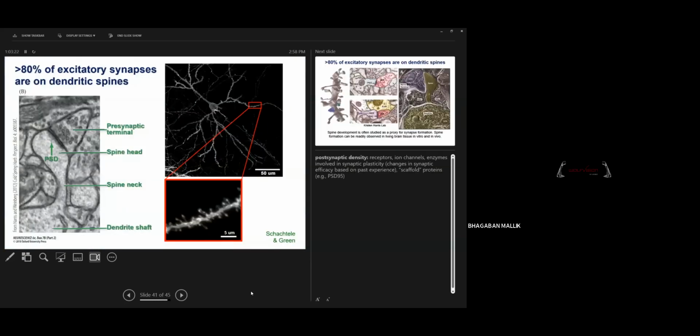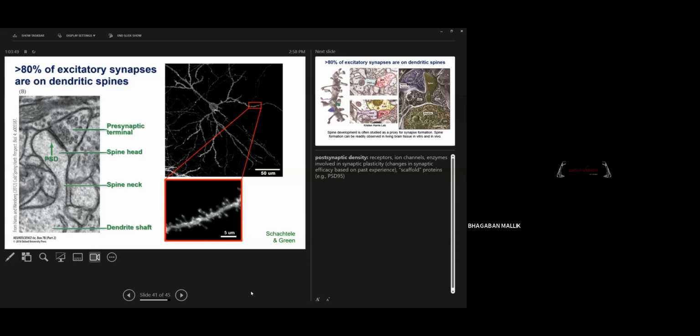Okay. So I have only one or two slides. This is showing that 80% of excitatory synapses, which are the acetylcholine type, are on the dendritic spine. So here, this is the cell body, and this is the axon, and this is the shaft for the axon, the dendrites, and you have the spine coming out from this dendrite. It's called the dendritic spine.